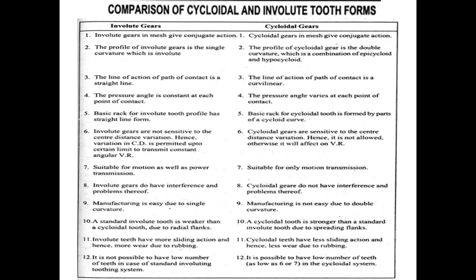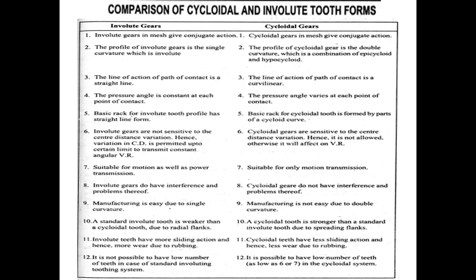The profile of cycloid gear is double curvature, which is a combination of epicycloid and hypocycloid. In involute gears, the line of action or path of contact is a straight line. In cycloid gears, the line of action or path of contact is curvilinear. So the pressure angle is constant at each point of contact in involute gears. In cycloid gears, the pressure angle varies at each point of contact.